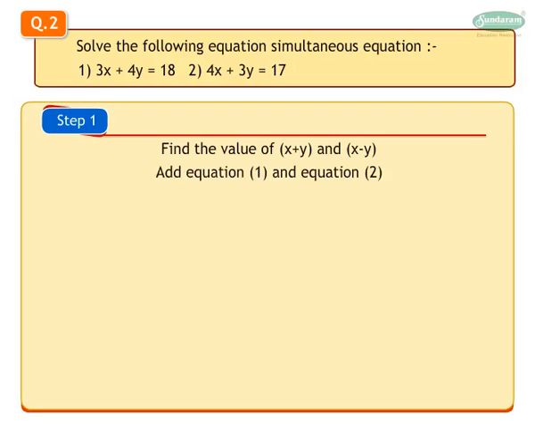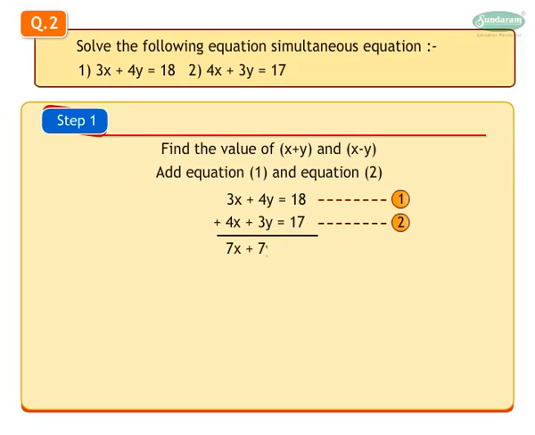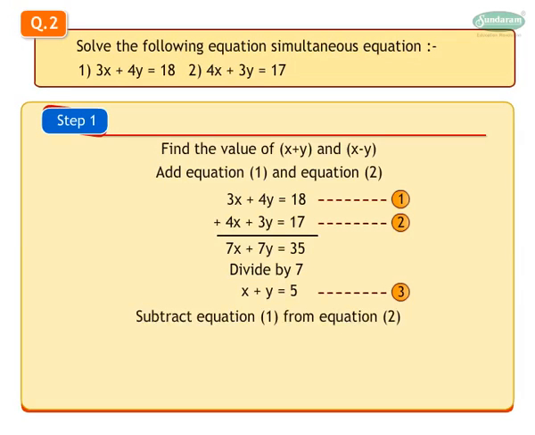Add equation 1 and equation 2. 3x + 4y = 18 plus 4x + 3y = 17. We get 7x + 7y = 35. Here we have a common factor, which is 7. So we get x + y = 5. This is equation 3.